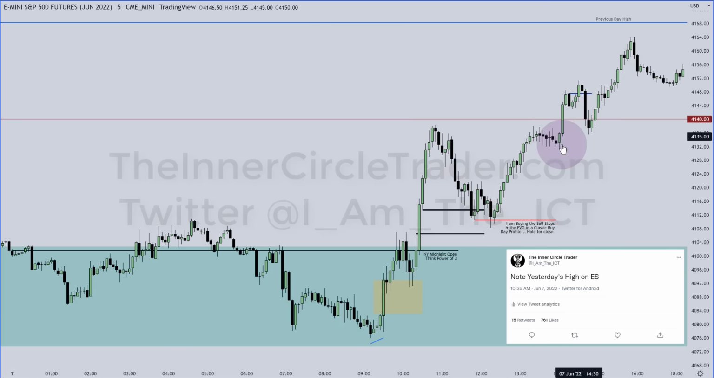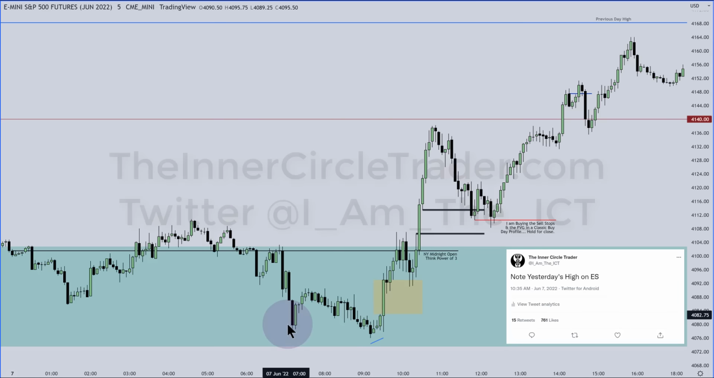But it came down, closed in this fair value gap, rallied again. This is an optimal trade entry once more, pushing it higher, but still did not hit the previous day's high. Now, think about this, folks. At the beginning of the day, I tweeted public knowledge. I want to see initially if it wants to make a run down to 40.70. Okay. And as soon as I tweeted it, it was off to the races it goes.